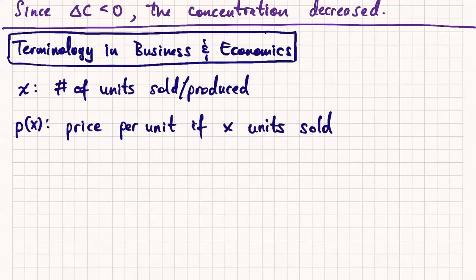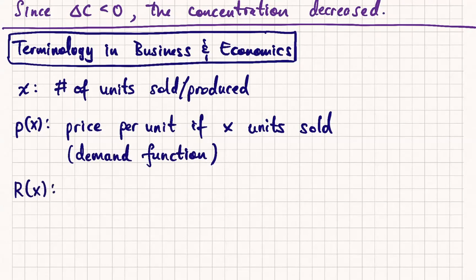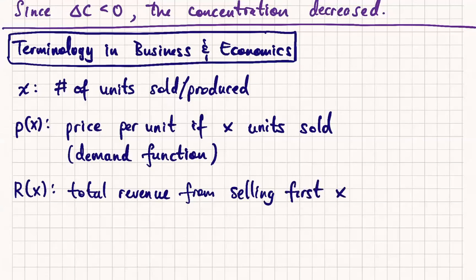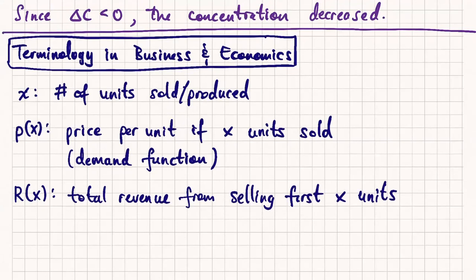This is also called the demand function. You may have heard that term in your economics classes. We won't really do much with the supply function, so it's not really a thing. Then we have the R of X, that's just the revenue, total revenue from selling the first X units. So if you sell 100 units, R of 100 is the amount of revenue that you've made.